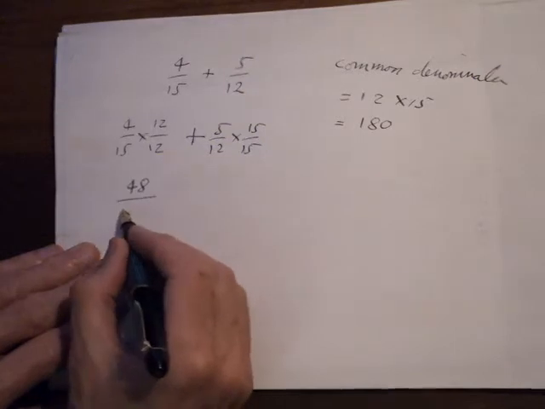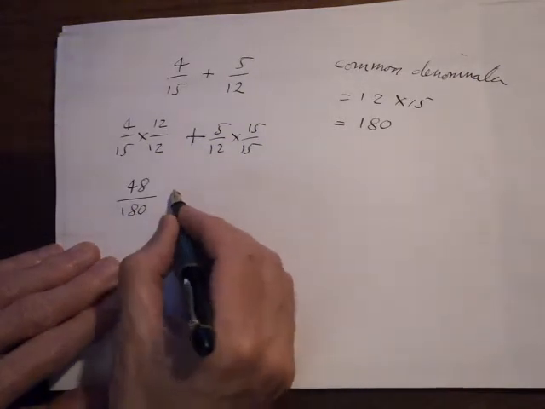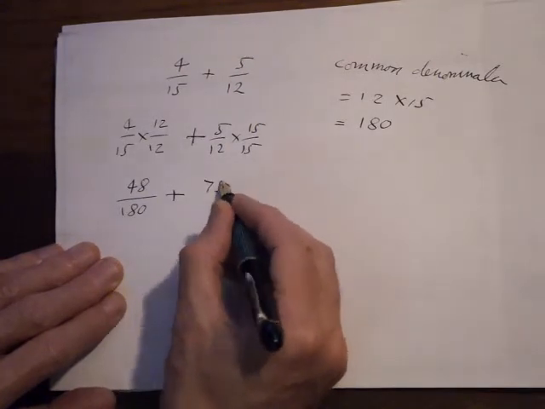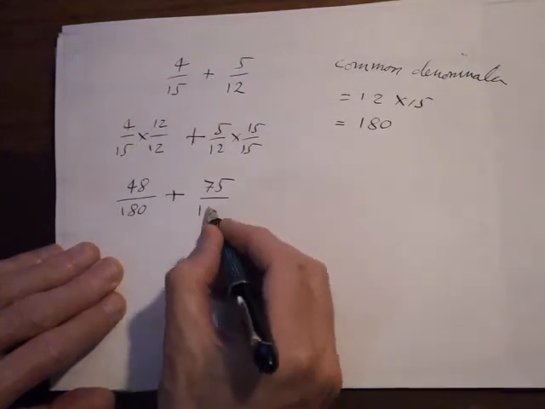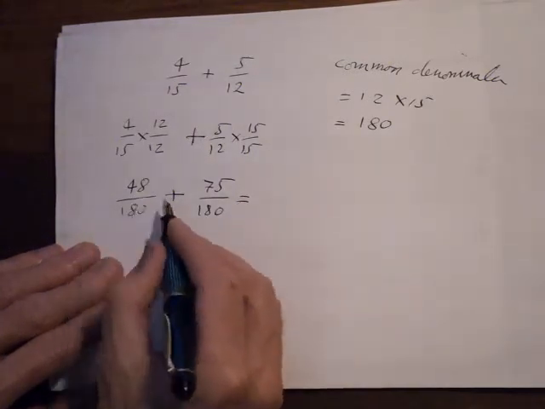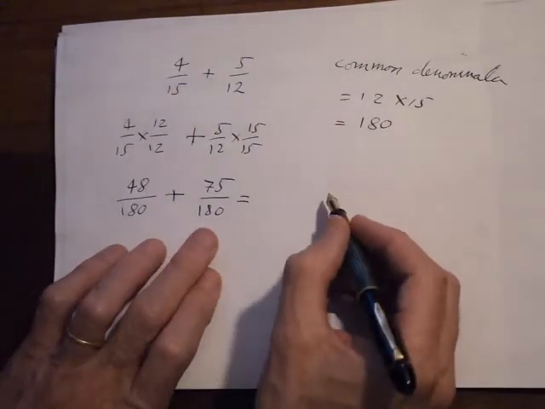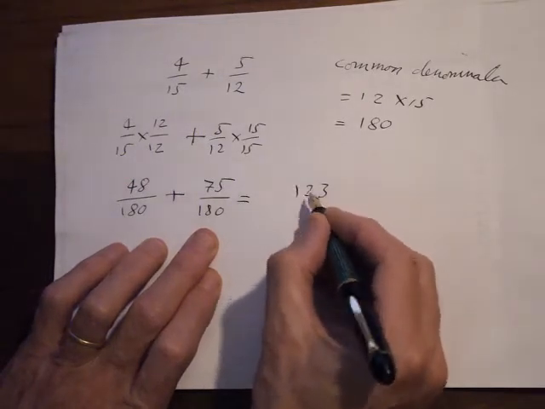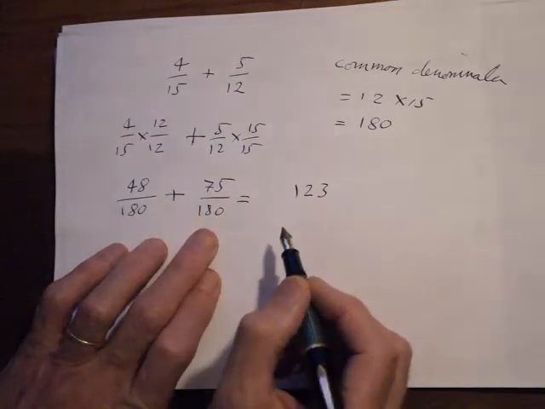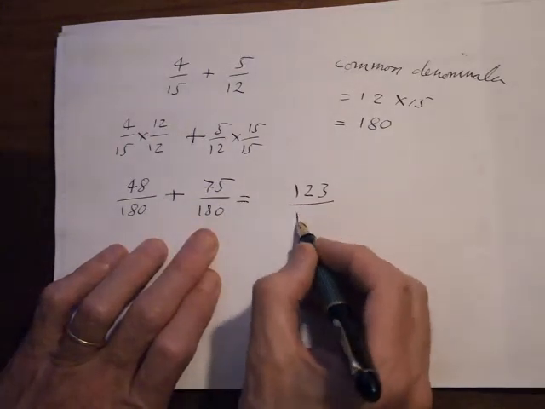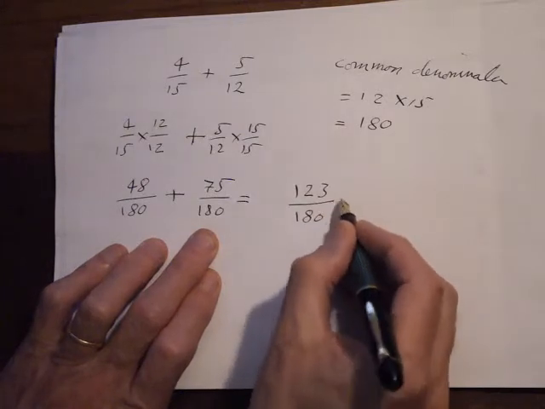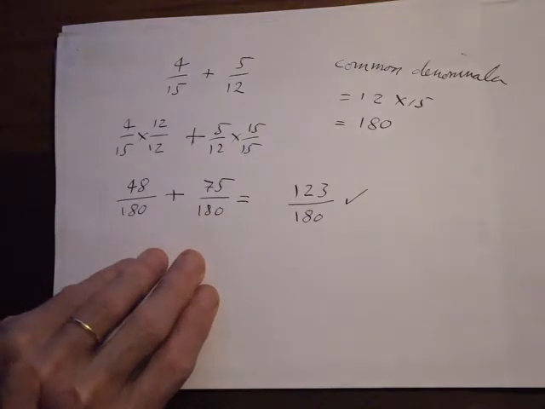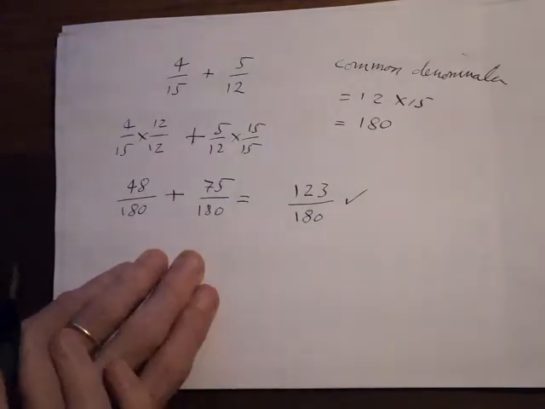12 times 15 is 180, plus 5 times 15 is 75 over 180 equals 48 plus 75, 5 plus 8 is 13, carry 1, 123 that looks like, 4 plus 7 is 11, carry 1, 123 over 180. And that is the correct answer, but we've done it a slightly difficult way, and it's involved rather large numbers.